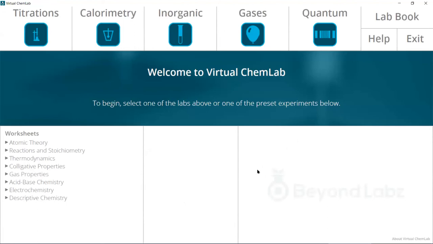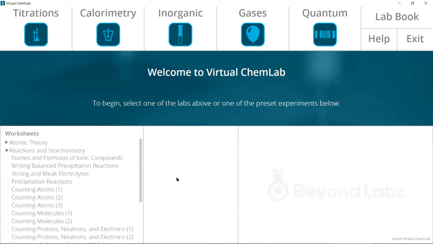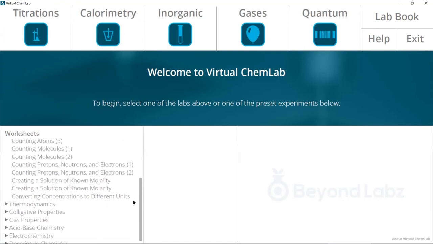Does everybody see on their screen right now, welcome to Virtual Chem Lab. At the top, it says titrations, calorimetry, and organic, et cetera. Now, watch closely. On the left, where it says worksheets, click on reactions and stoichiometry. Left mouse click. Then, if I use this bar to move it down, you see how you have, I'm highlighting, create a solution of known molarity. Everybody see that? Thumbs up, people. Thank you.